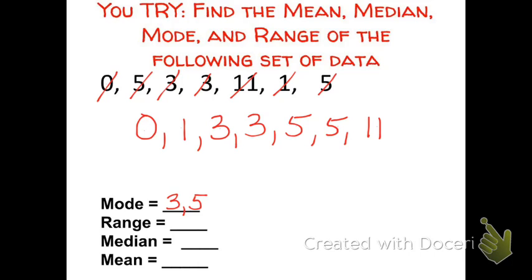Okay, what is the range? Good, so we take our biggest number, 11, subtract our smallest number, 0. That's 11, so our range is 11.